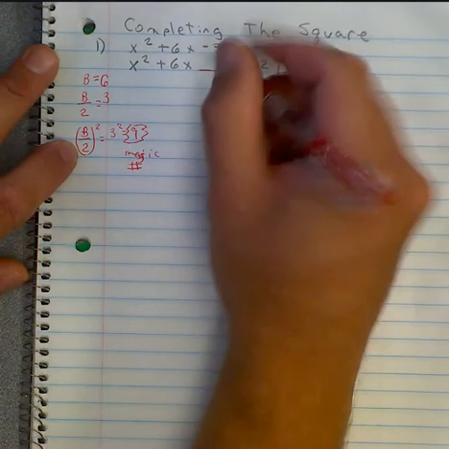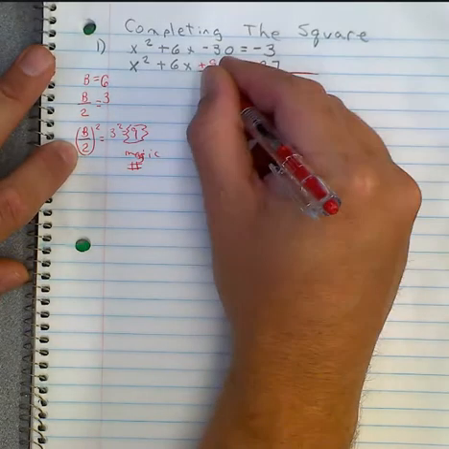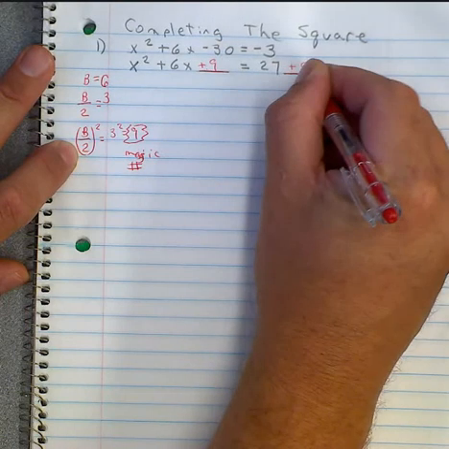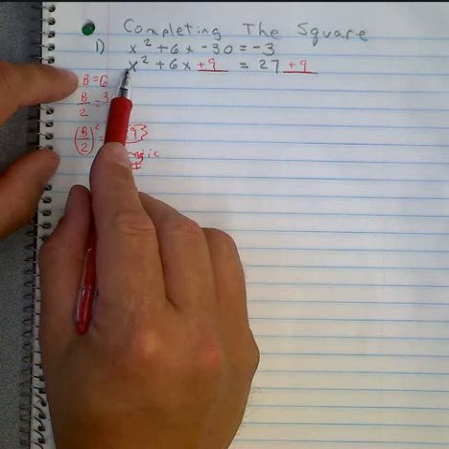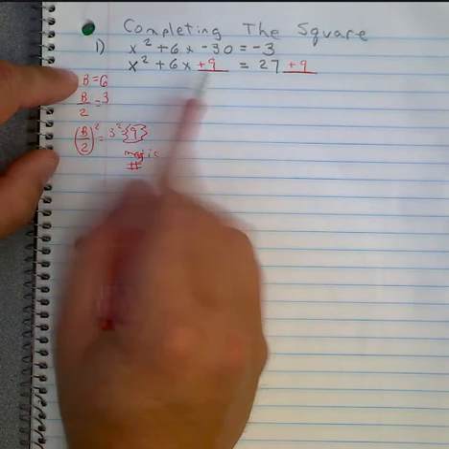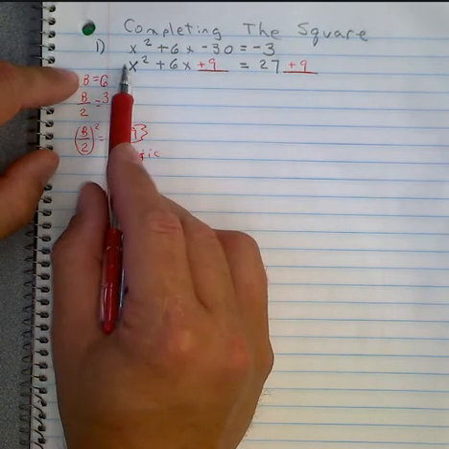I write plus 9 here. If I add 9 to this side, I have to add 9 to this side. Now it is important to know that the a value has to be 1 in order to work completing the square problems. So the number before the x squared has to be a 1.